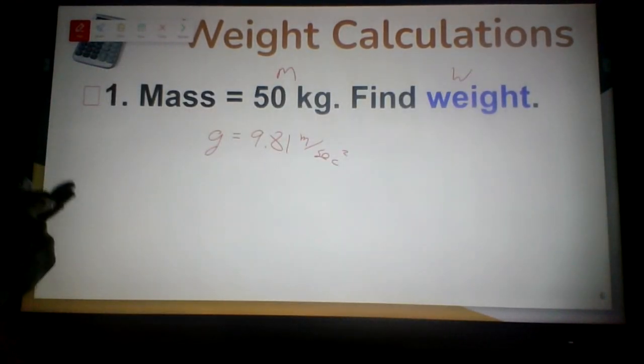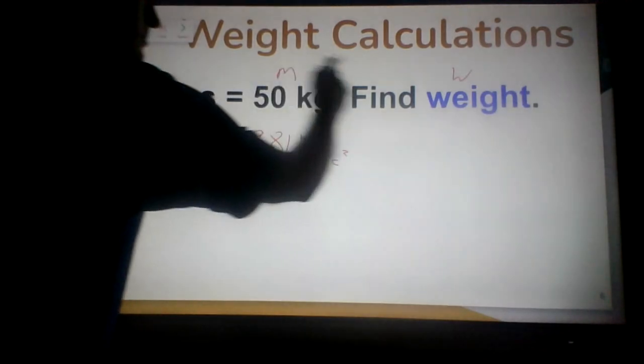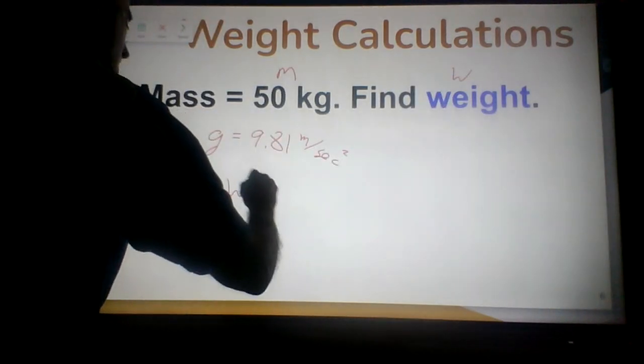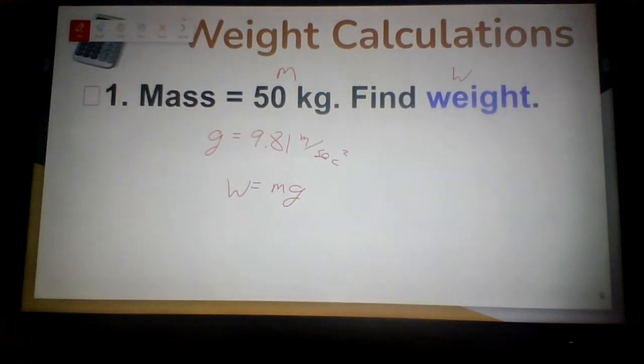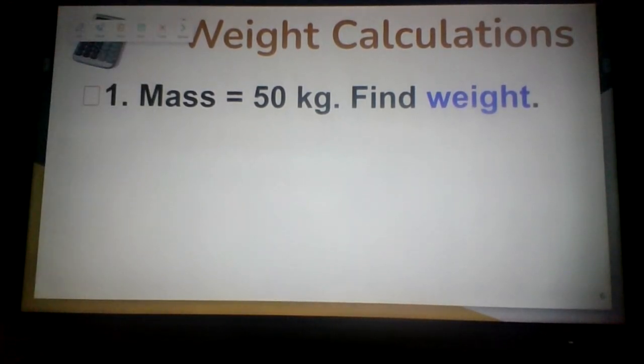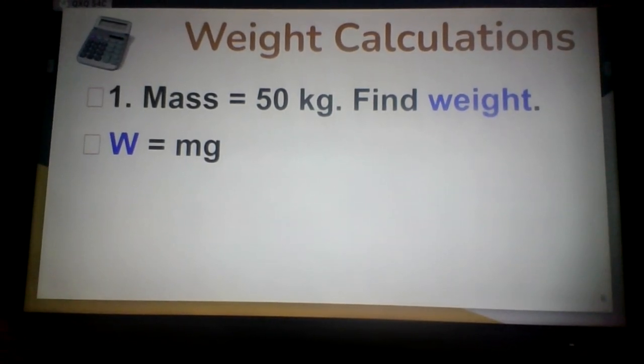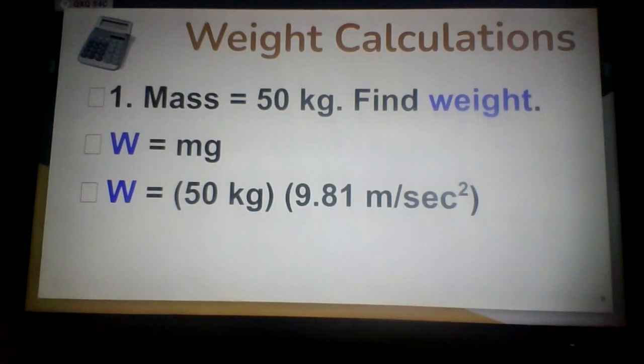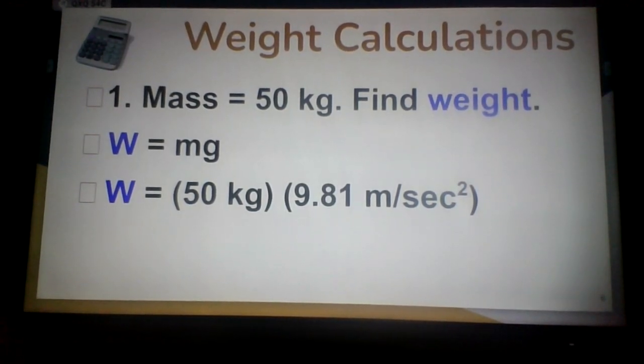Now, we will see which equation we need to use because you're going to have to pick the correct equation. I see an M, a W, and a G, so I know I'm going to use the formula that has an M, a W, and a G. Weight equals mass times gravity. W equals mg. Now I just put the numbers in place. We don't know W, that's what we're figuring out. We know M, 50 kilograms, and we know G, 9.81 meters per second squared. What do we do with this? We just multiply.